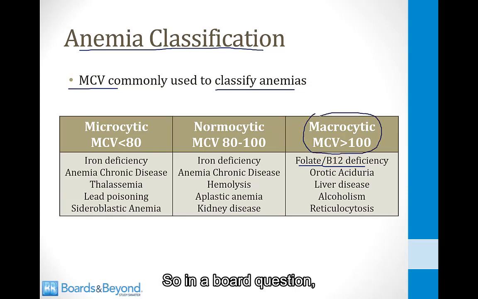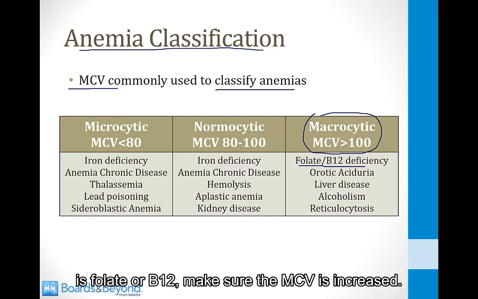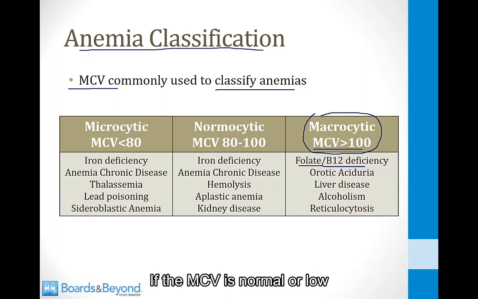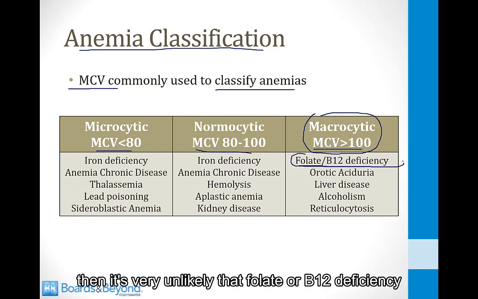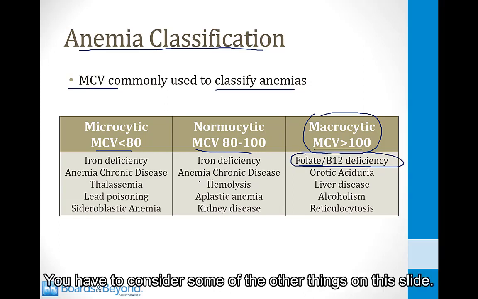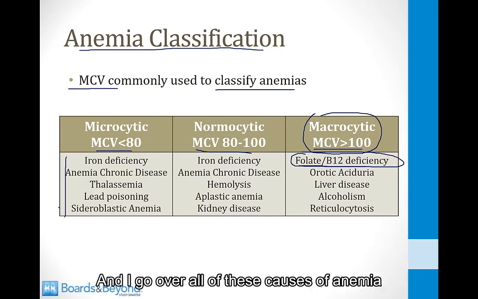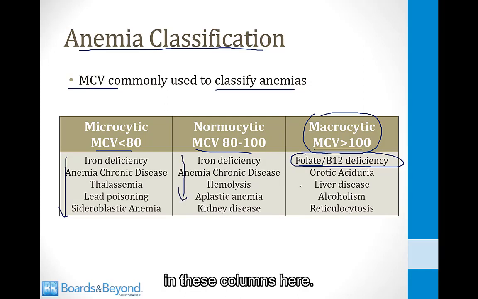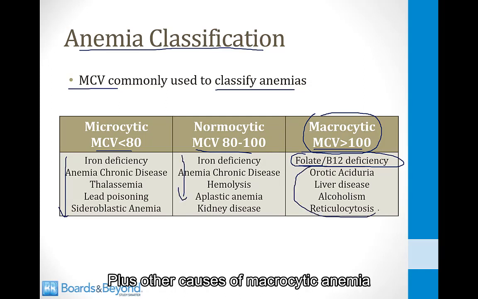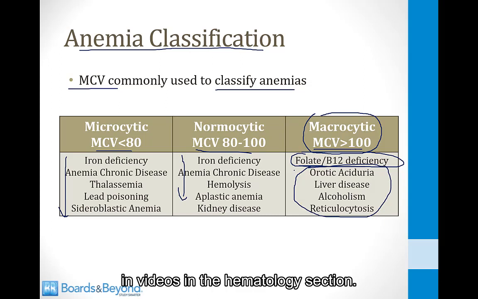So in a board question, if you think the cause of a patient's anemia is folate or B12, make sure the MCV is increased. If the MCV is normal or low, then it's very unlikely that folate or B12 deficiency are the cause of the anemia. You have to consider some of the other things on this slide. And I go over all of these causes of anemia in these columns here, plus other causes of macrocytic anemia in videos in the hematology section.